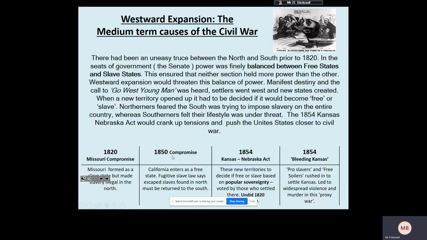But then we get a big issue in 1850 when California wants to join the Union as a slave state or a free state. Free state, absolutely. Now, if California joined as a free state, it upsets the balance again. It gives the North an advantage of 16 states versus the South's 15. I had to think about that to make sure I had it right. And obviously, the South was not happy about that.